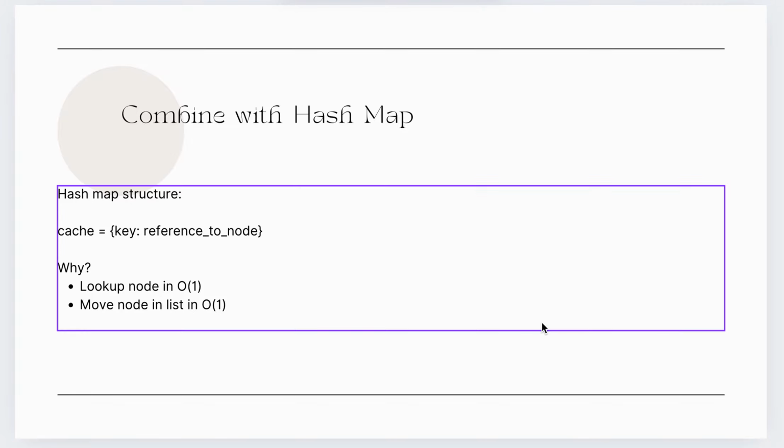So here's where the magic happens. In our hash map, we store the key and node reference. And now, when we want to update or fetch a key, we look it up in the hash map in O of 1, get the node, remove it from its current spot in O of 1 again, and move it to the back in O of 1, all done in constant time.